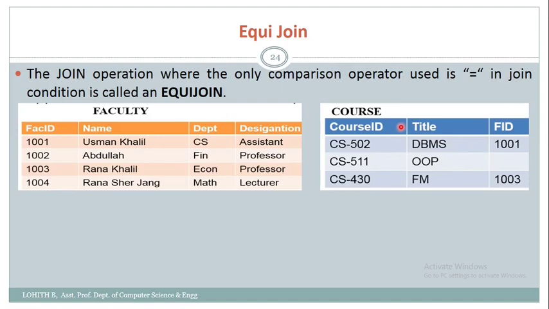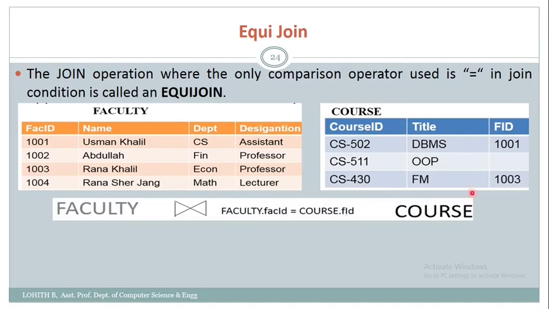Let us look into the relational algebra. Yes, you can see here we have two relations, faculty and course, and this is an example of an equi join because in the join condition we have used the equal to symbol as the comparison operator. The join condition has two attributes, that is faculty ID, which is the primary key of the faculty relation, and FID, that is faculty ID, the foreign key of the relation course.